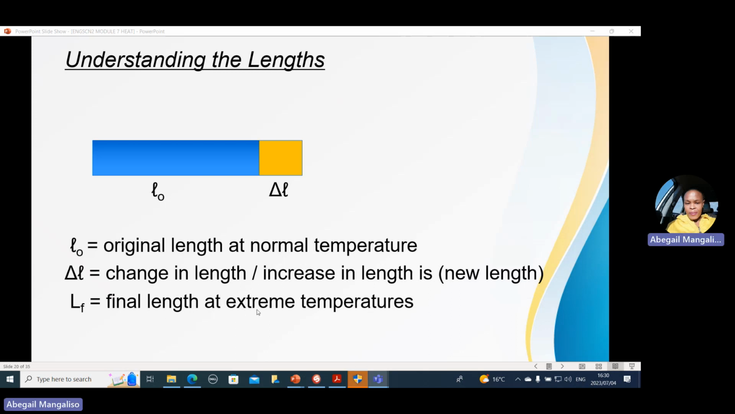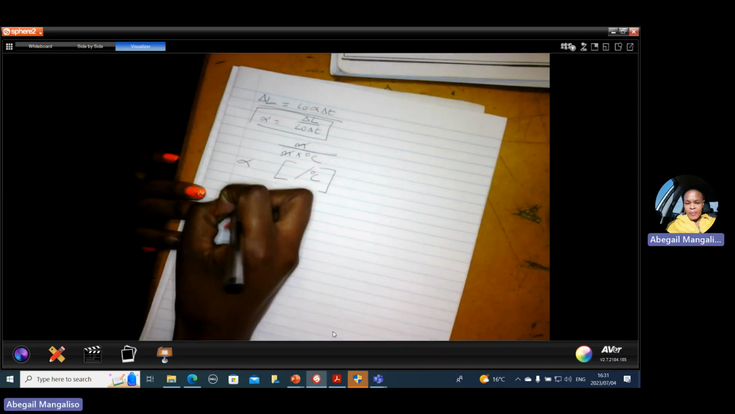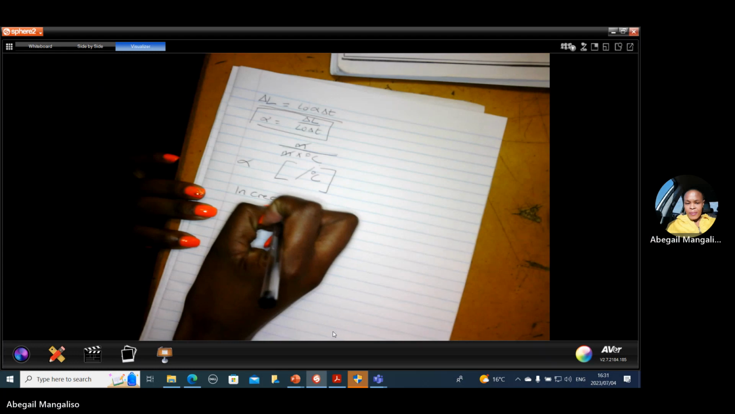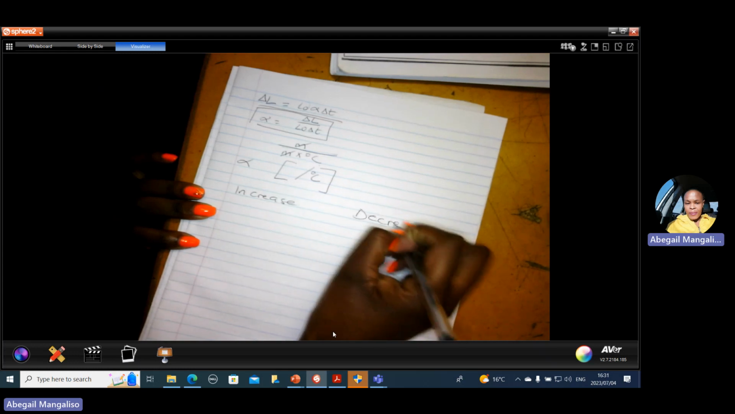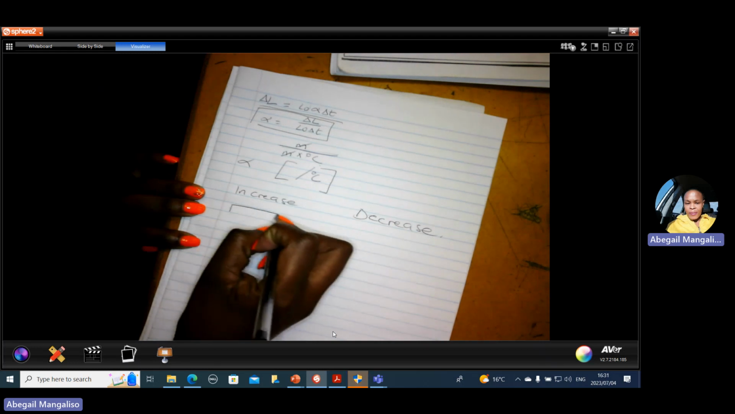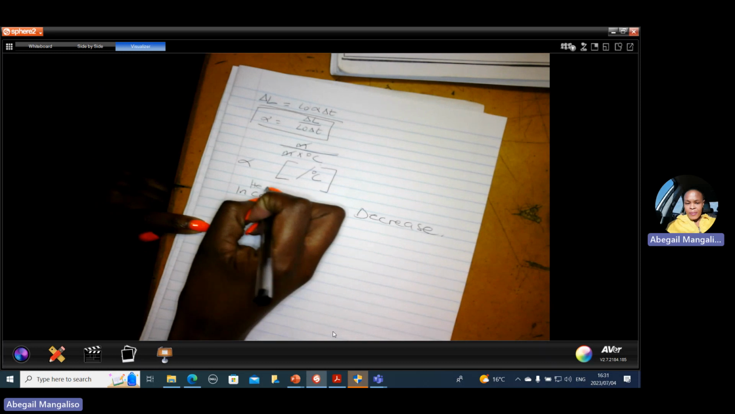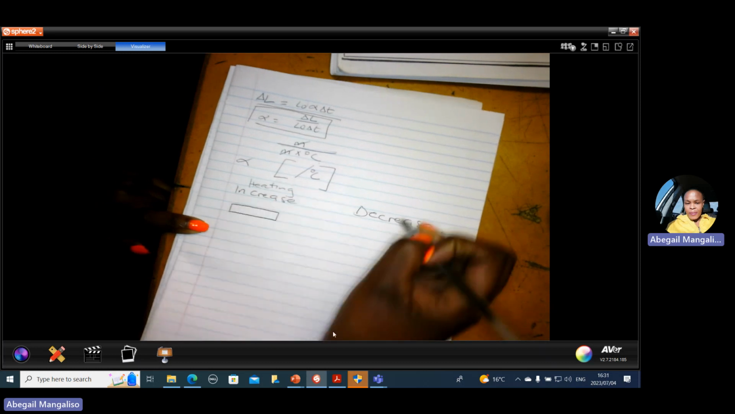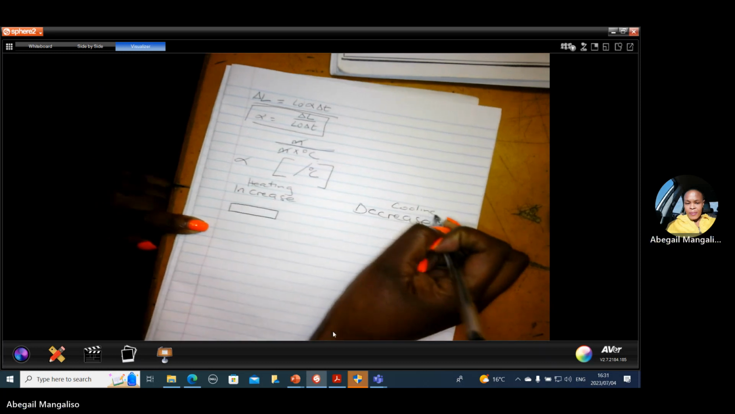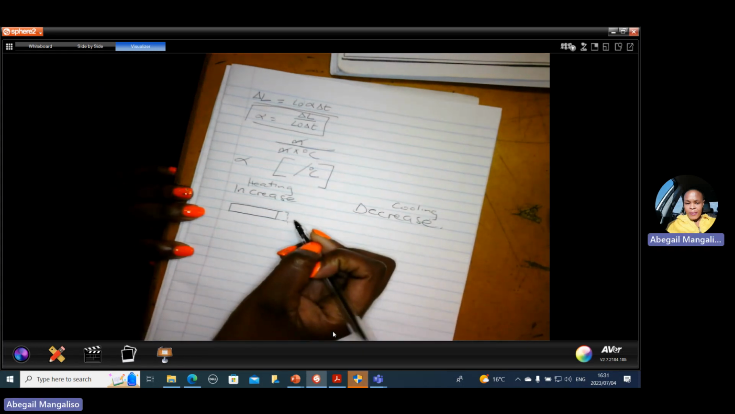LF is the final length at extreme temperature. Let's have a look at this. We can have an increase or a decrease. So if it is heated, it will increase in length. So this is heating, and this is cooling. If it's heated along its length, it's going to extend.